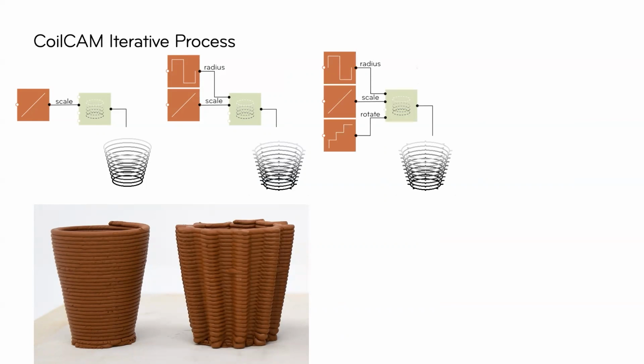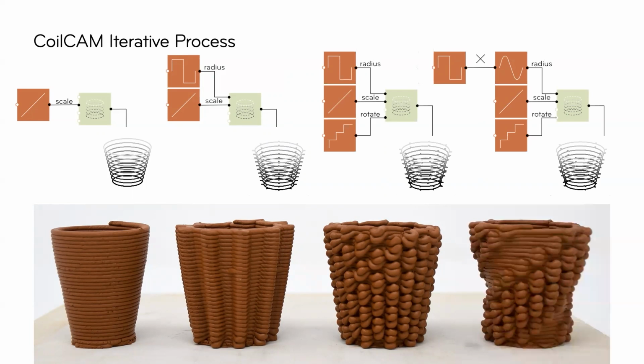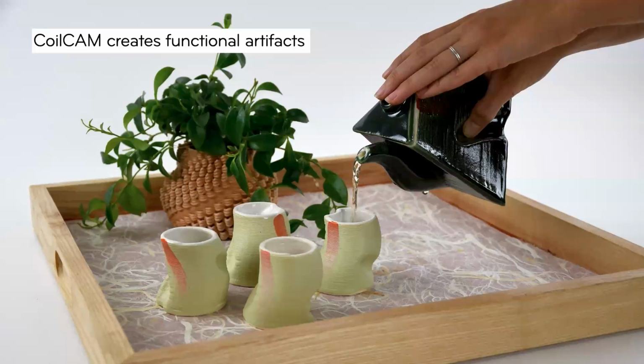We then use a staircase function operator on the rotation shaping parameter to offset the protrusion around the surface. Finally, to create a gradient in texture, we linked a sine function operator to the square function operator on the radius shaping parameter. This example shows how CoilCAM supports rapid iteration to create forms and textures.